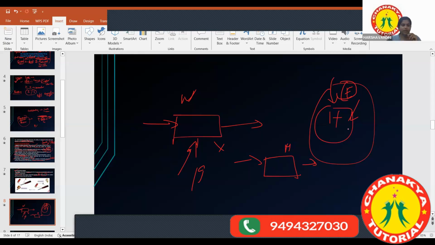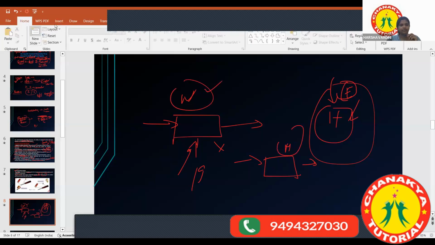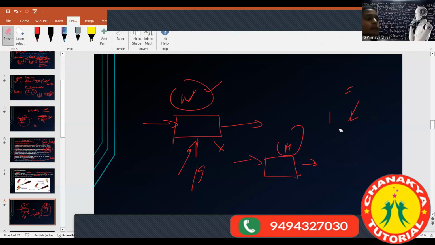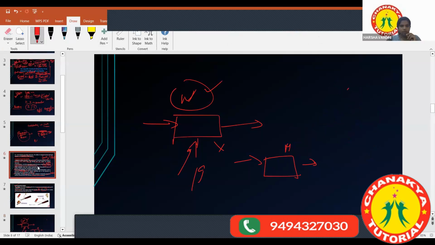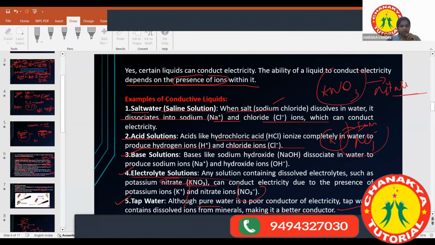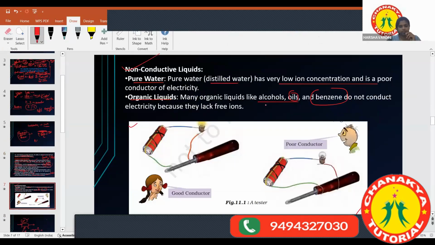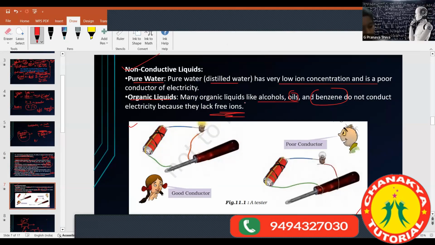So coming back to the question: why is wood not conducting and why is metal conducting? And the other type of water which can't conduct electricity is called organic liquids, like alcohols, oil, benzene. It doesn't mean they don't have anything in them, like distilled water. It's that they don't have free ions.